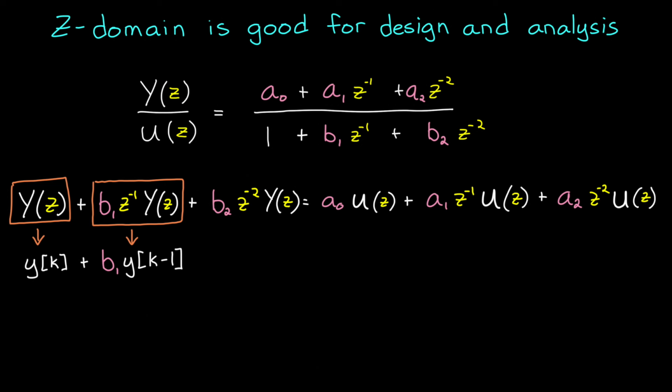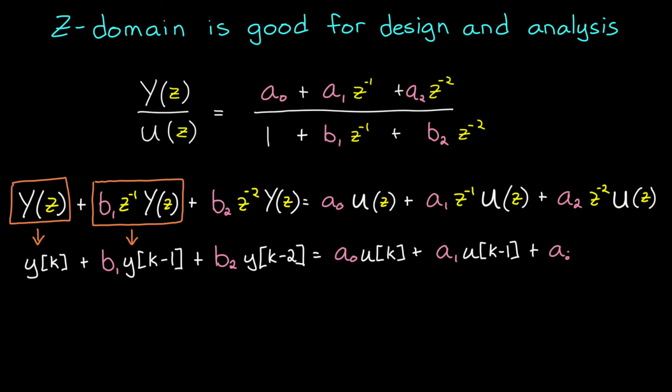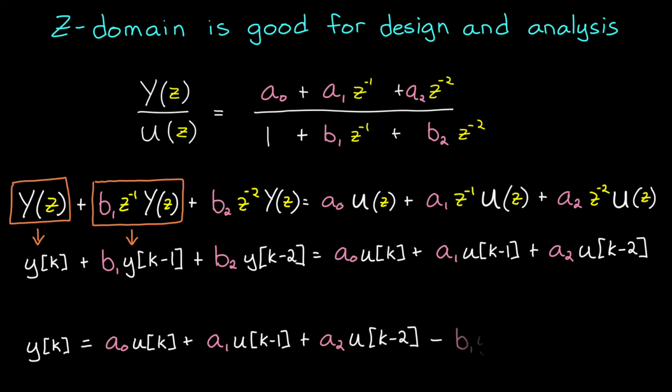And that k minus 1 is coming from the fact that there is a 1 over z in the transfer function, which is equal to a unit delay. So in this case, we're looking at the output y delayed by 1 sample time. And we can keep going from there, where 1 over z squared is delaying the output for 2 sample times. And now the same goes for the input u. Now we can rearrange our difference equation to get this.